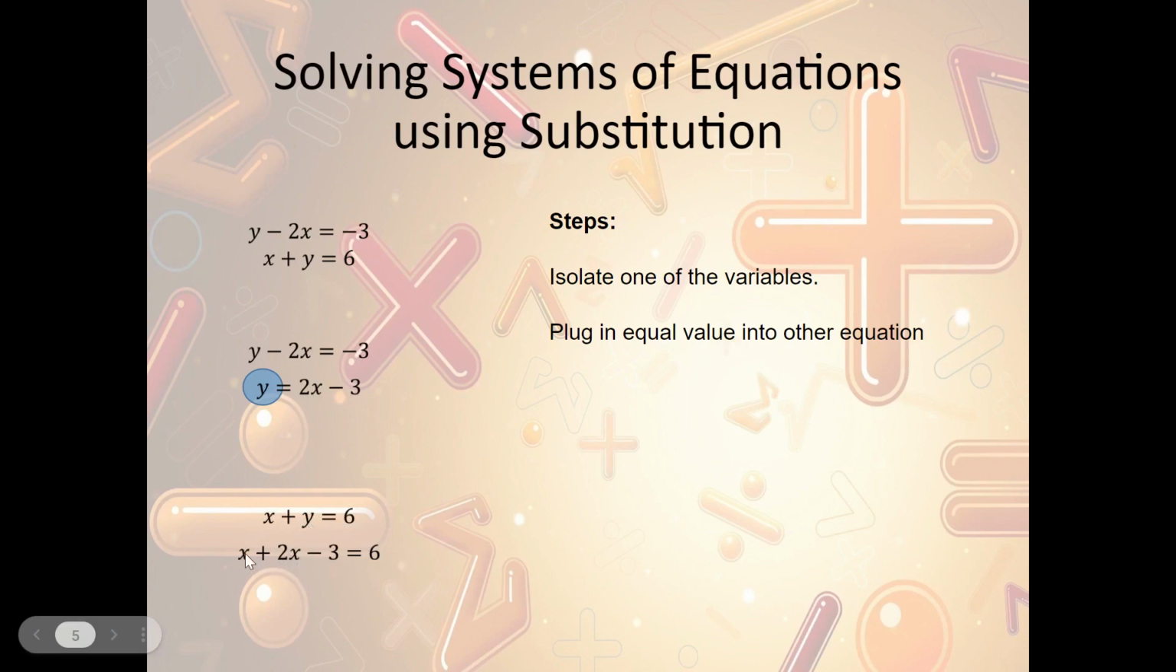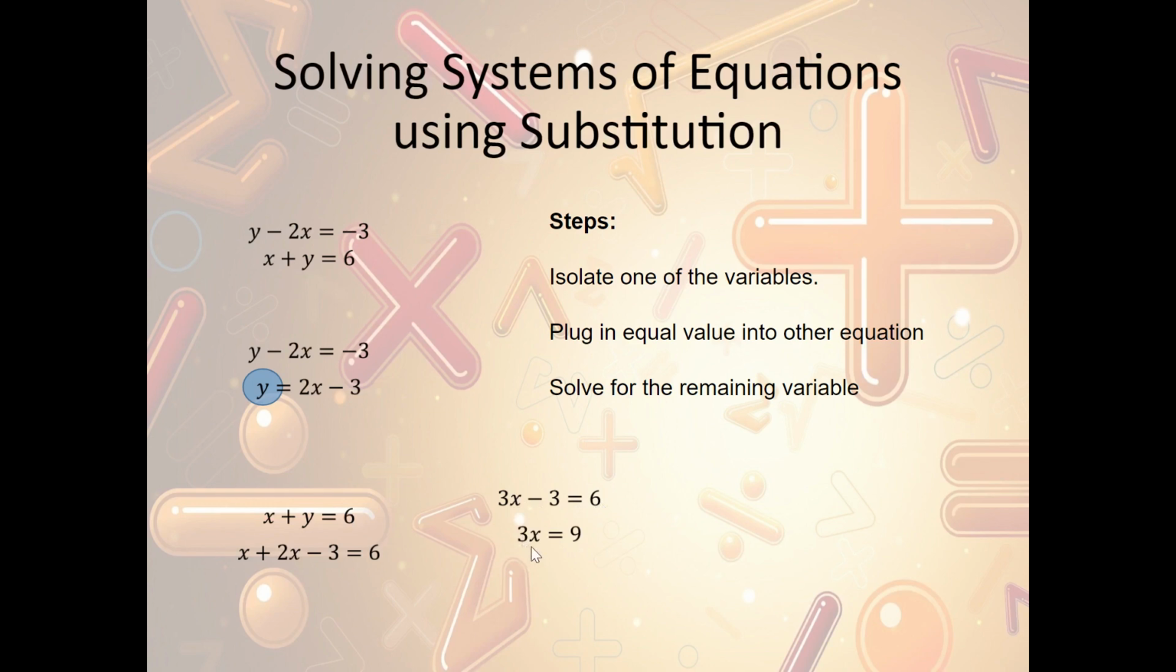Now I can go ahead and solve. So I'm going to combine like terms. So x plus 2x is 3x. So I get 3x minus 3 is equal to 6. I'm going to add 3 to both sides to get rid of this. So I get 3x is equal to 6 plus 3 is 9.